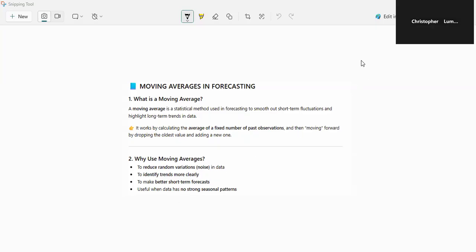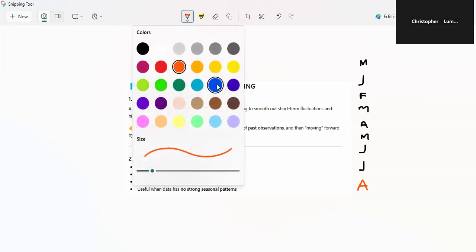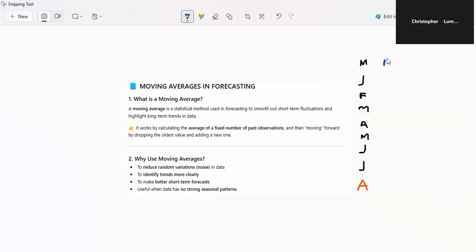So we want to use moving averages to forecast for the month of August. So this is January, February, March, April, May, June, July, and August. So this is one of the simplest forecasting methods that we can use to forecast for the next month. So suppose we have the actual sales, we call this At.